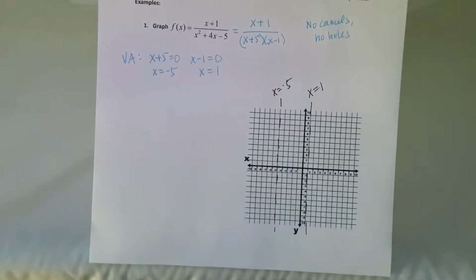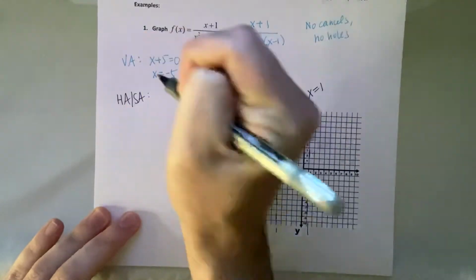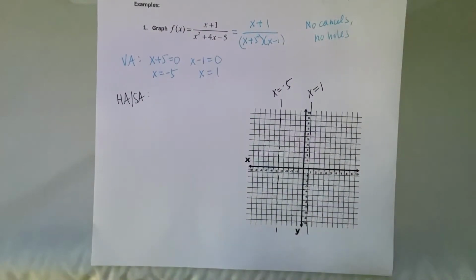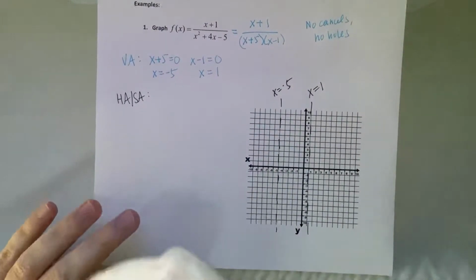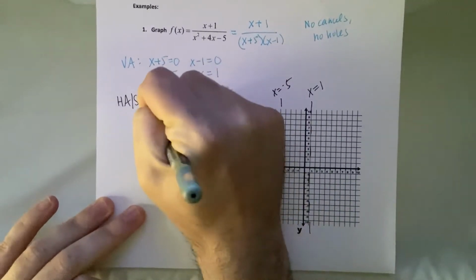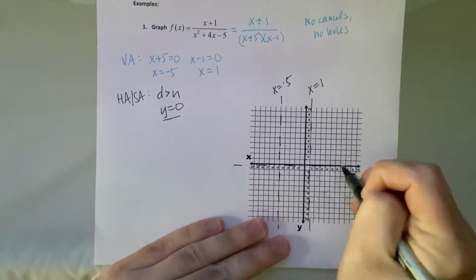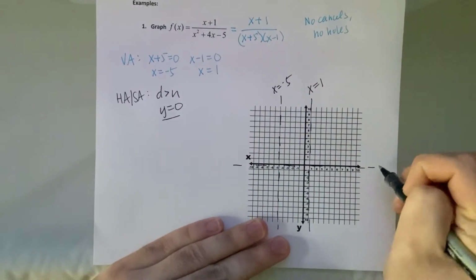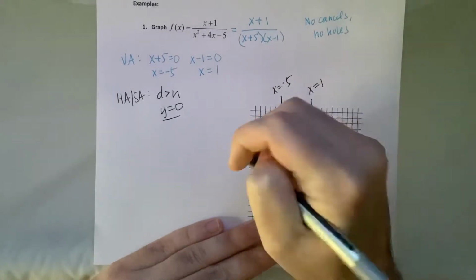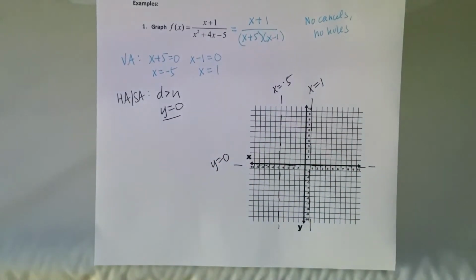Once we've done that, we do horizontal or slant asymptote. The denominator is the larger power of x, so that means it's automatically y equals 0, which will be hard to see. But again, it's a dotted line because it's not part of your graph. It is a guideline for your graph. This is y equals 0. Once you have those, we need to find actual points on the graph, so we'll do the intercepts.